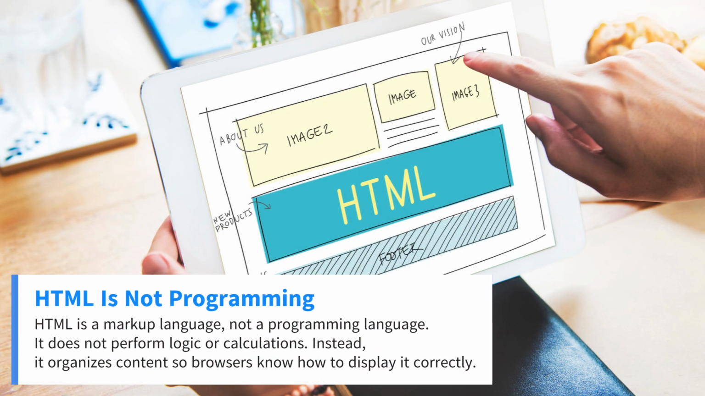Here's an important distinction. HTML is not a programming language. It doesn't perform calculations or make decisions like a program does. Instead, HTML is a markup language. Its purpose is to organize and describe content so that browsers can display it clearly and correctly. In short, it's the blueprint of your website.